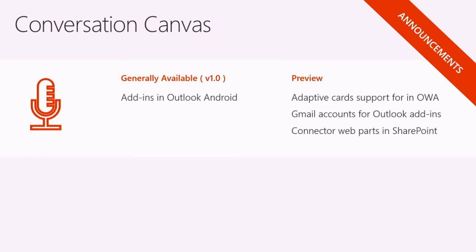So there's some really cool things coming in conversation canvases. We just launched add-ins for Outlook Android a couple of weeks ago, so they're generally available now. We now cover all of the platforms Outlook runs on with add-ins. Adaptive cards that are even more flexible, for those actionable messages where you saw the poll, are coming soon. They're being previewed right now inside of OWA. You can see a session on that later in the week. We're now supporting Gmail accounts for Outlook add-ins.